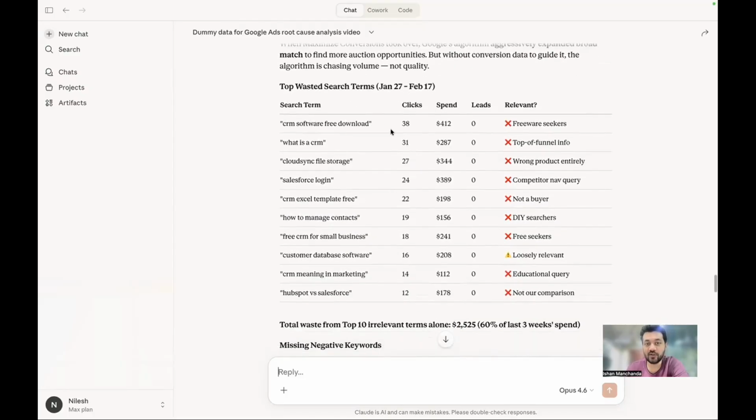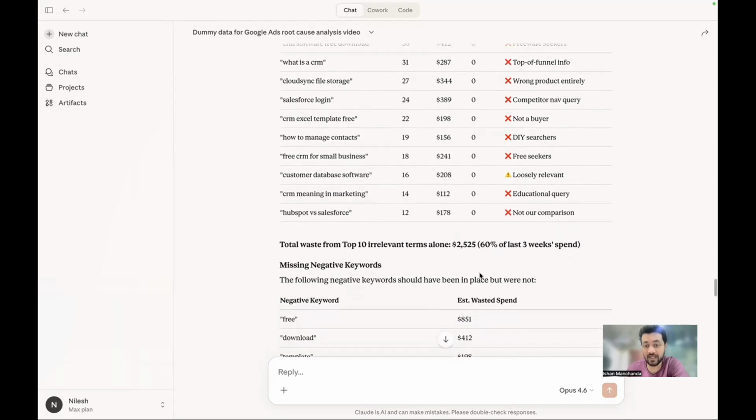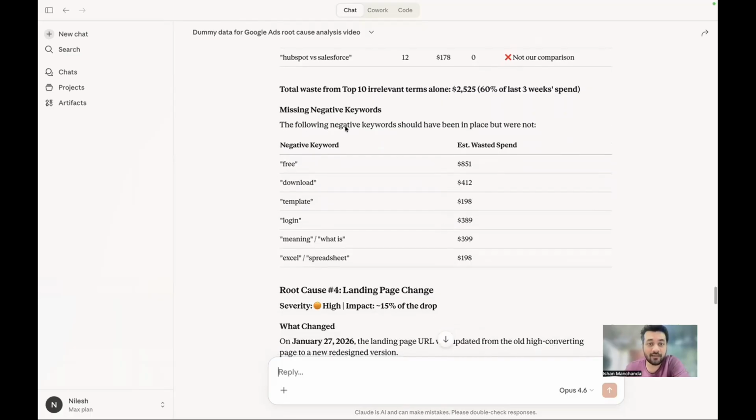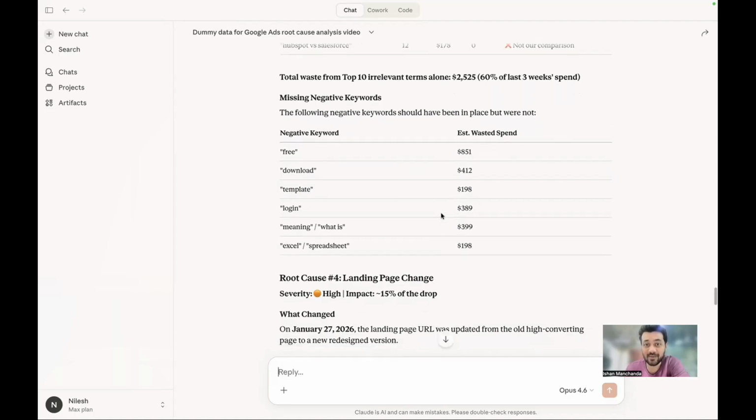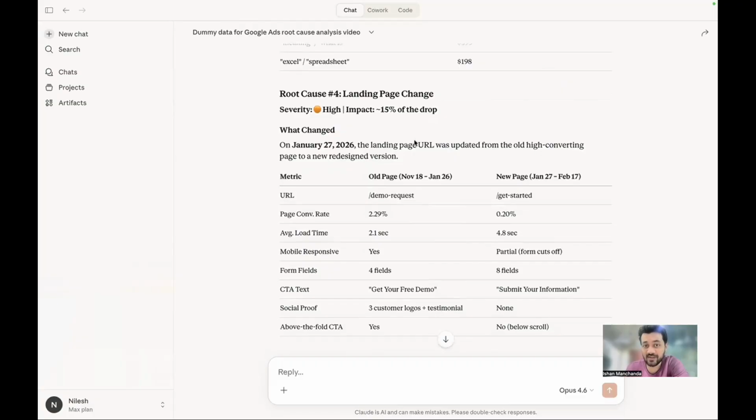And these are some of the search terms in the last 3 weeks, which are absolutely irrelevant. And it's giving you some logic also, right? Why it is irrelevant. So everything is right in front of you. Every answer that you need, every question that you can think of, is right in front of you, right? And these are certain negative keywords. The estimated wasted spend, which is quite decent: if you look at it in the last 3 weeks, 60% has gone into irrelevant terms, 10 of them, about $2,500 lost, right? And then there is another root cause, which is the landing page change.